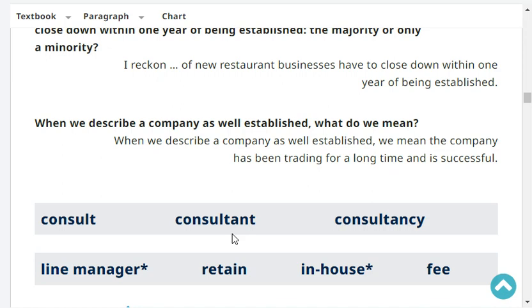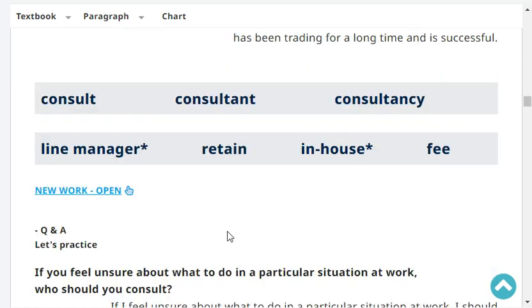When we describe a company as well established, we mean the company has been trading for a long time and is successful. Very good.